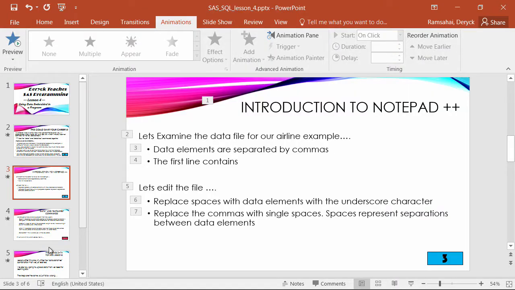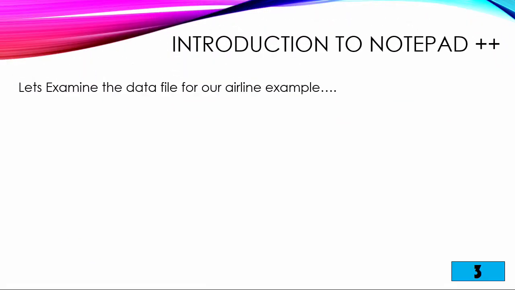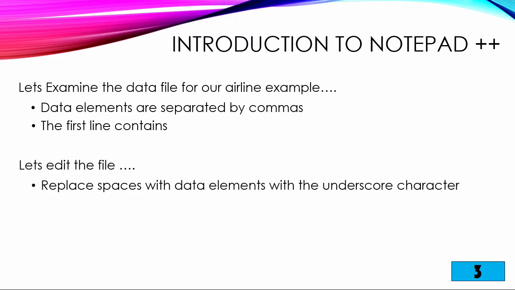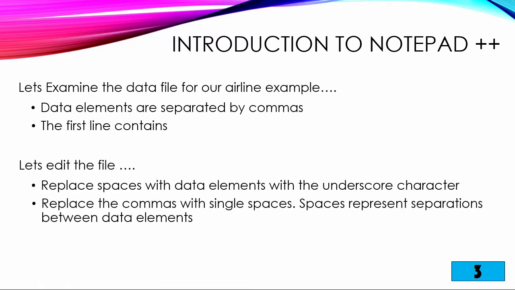So let's review what we just did. Introduction to Notepad++. We just examined the file in Notepad++. Data elements are separated by commas, and the first line contains headers. So we edited the file. What we did is replaced all the spaces within the data elements with underscore characters, and then we replaced all the commas with single spaces. And the spaces represent the separations between the data elements.